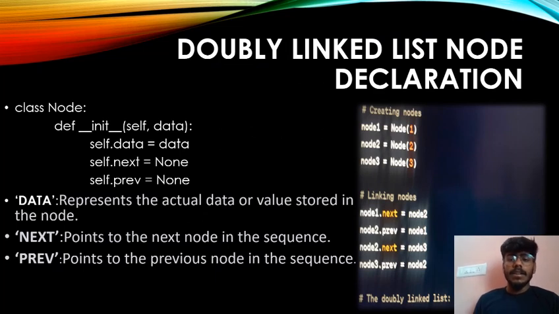Next, doubly linked list node declaration. How to declare the doubly linked list in this slide. Here class node, definition init, self dot data equals data, self dot next equals none, self dot previous equals none. Data represents the actual data or value stored in the node. Next points to the next node in the sequence. Again, previous points to the previous node in the sequence.